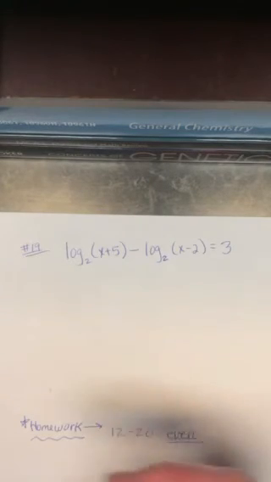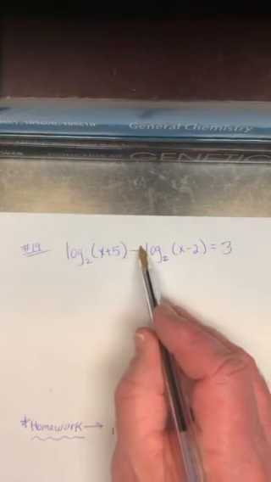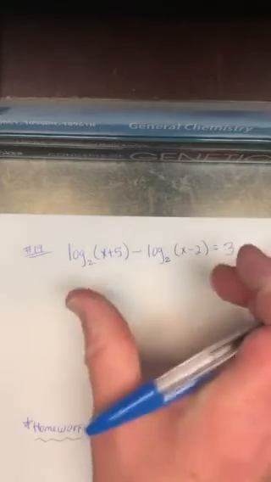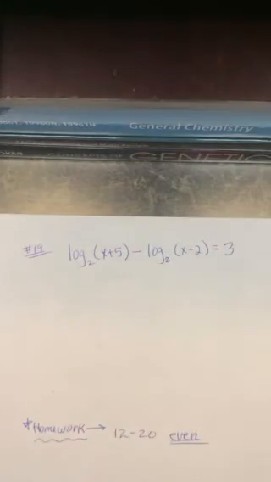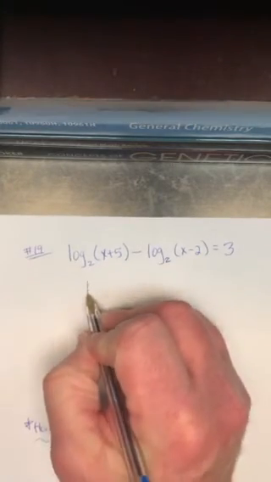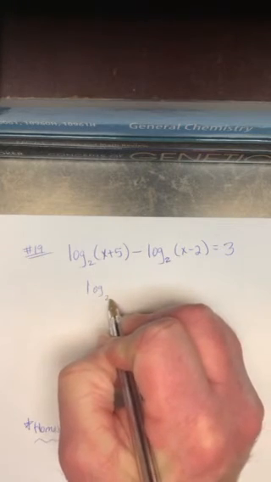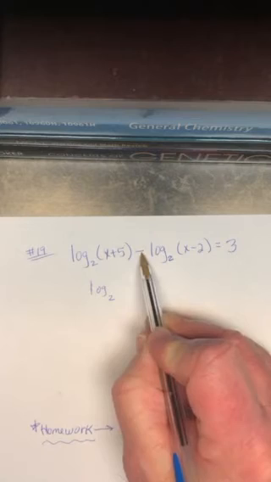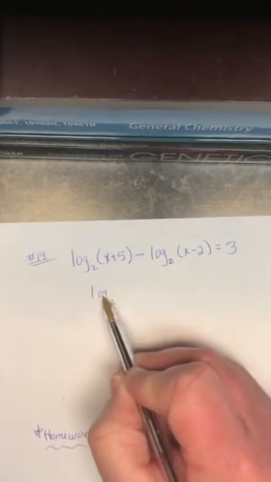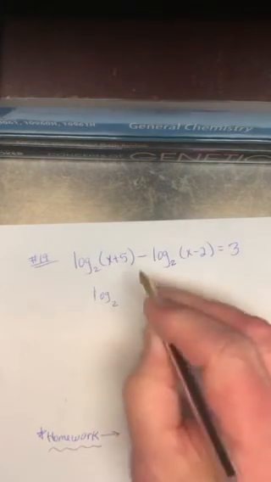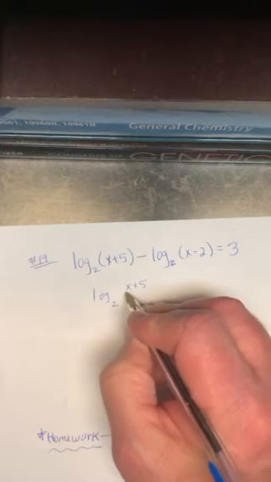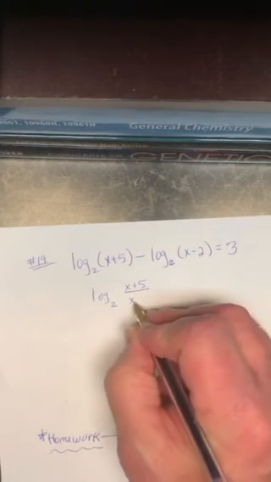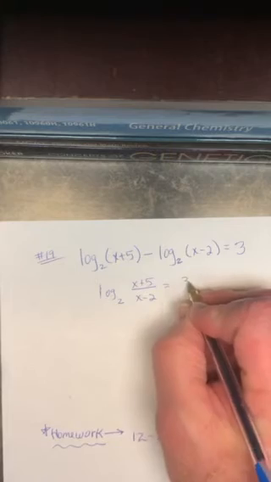Once again, we start on the left. We see a minus sign. So I'm thinking, again, what? Condensing this by using the quotient rule. So I'm going to write what? The log base 2 of, now since that's the log of m minus the log of n, I'm going to make it the log of m over n. So that's x plus 5 over x minus 2 equals 3.